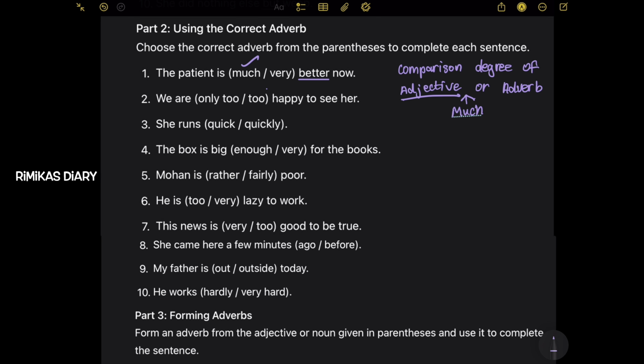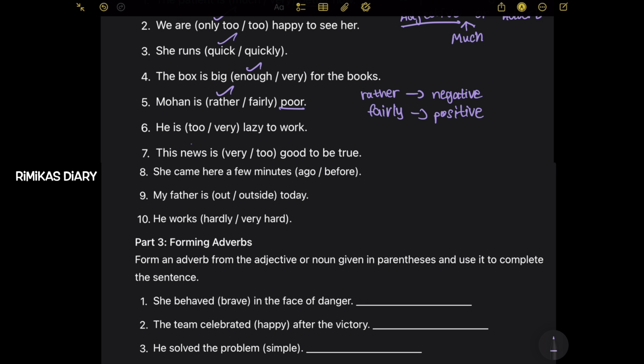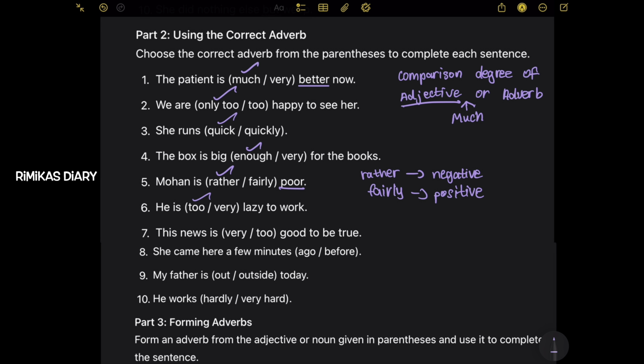We are only too happy to see her. She runs quick. The box is big enough for the books. Mohan is rather poor, because rather is for negative. Fairly is for positive. Or is negative, so we should pick rather. He is too or very lazy to work. Too lazy. Next, this news is very or too good to be true.